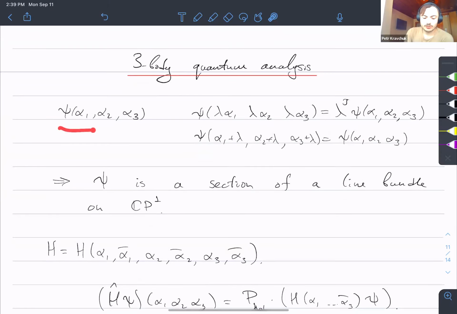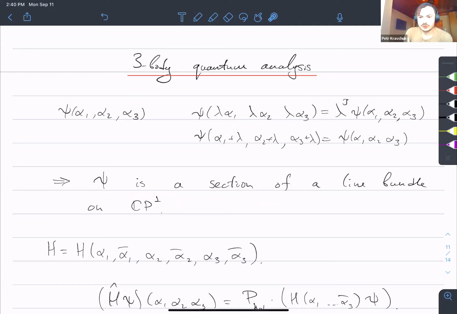So for the three-body problem, you have a wave function, which is a polynomial of three alphas, and has these properties: it's homogeneous and shift invariant. And if you think about what this means, it really means that psi is not a function of some three variables. It's really a section of the line bundle on CP1, because you're modding out by some rescalings and you're getting rid of one of the variables by translations.